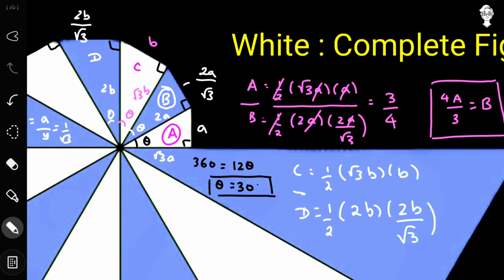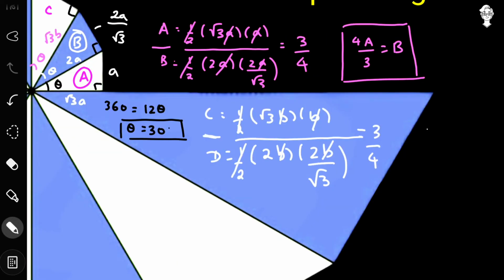Now taking the ratio of C upon D, that is going to be equal to the ratio of their formulas. Half and half got cancelled out, B and B got cancelled out. This ratio will give me 3 upon 4. After the cross multiplication, we will have D in terms of C. We will get that 4 times C upon 3 is the value of D.